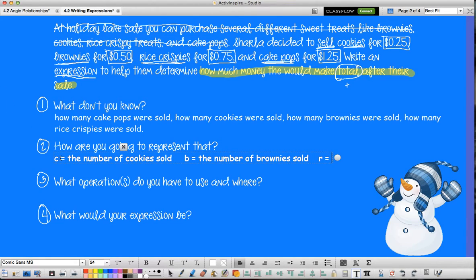And I can't use the same variable twice because one variable can only represent one thing. You cannot have one variable represent two different things. So C can't represent cookies and Rice Krispies. It can only represent one. And since I already used it for cookies, it's no longer available. So R is going to represent the number of Rice Krispies sold.